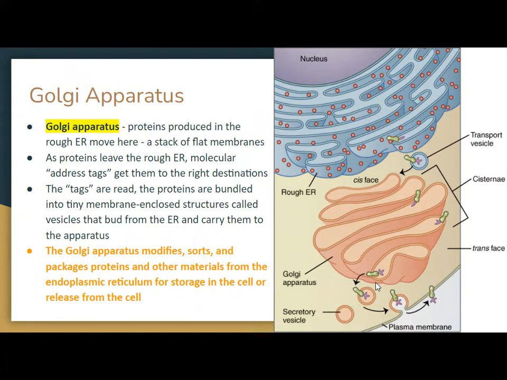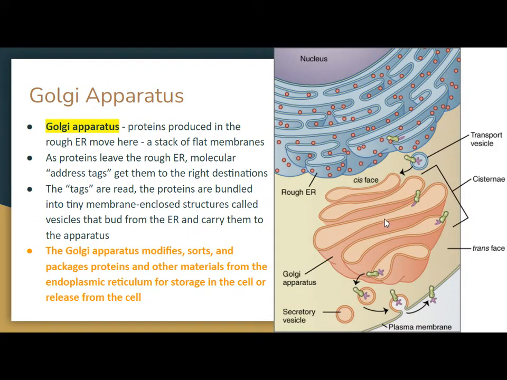So think of the Golgi apparatus as kind of like the UPS of the cell. They're what's actually shipping the stuff around. So it modifies, it sorts, and it packages the stuff from the endoplasmic reticulum for storage in the cell or release from the cell. It is really sorting it like the UPS would, sorts it, packages it, and so on.